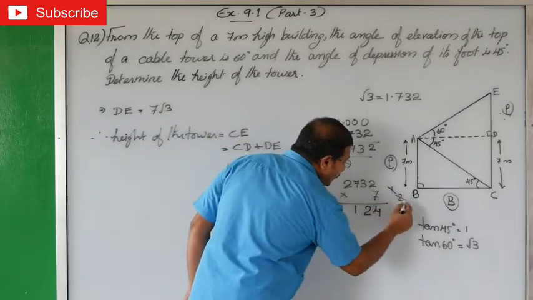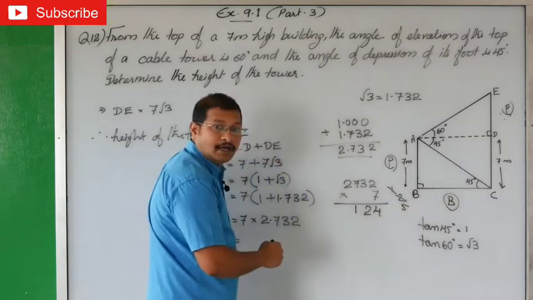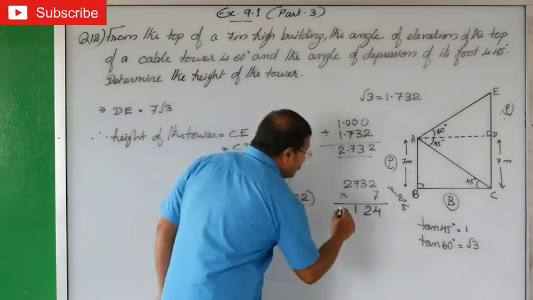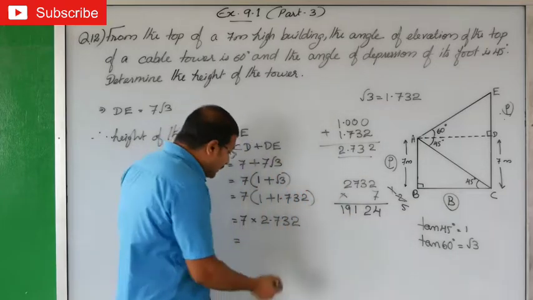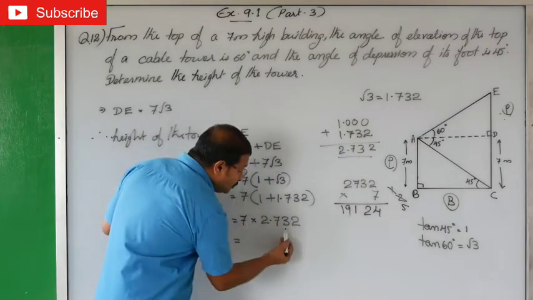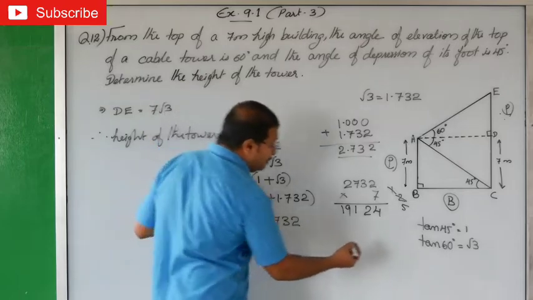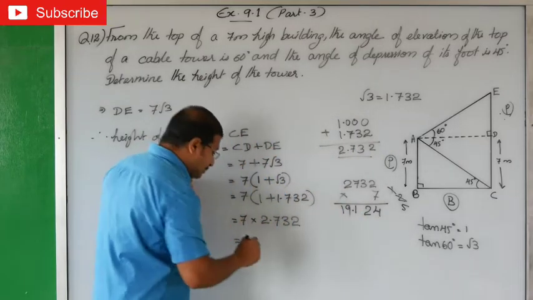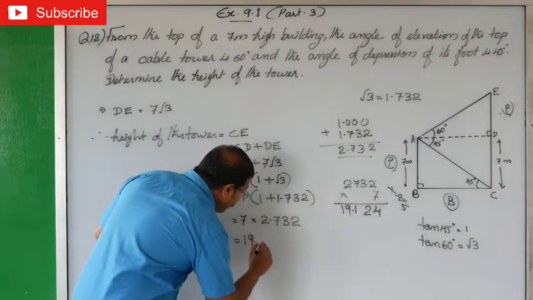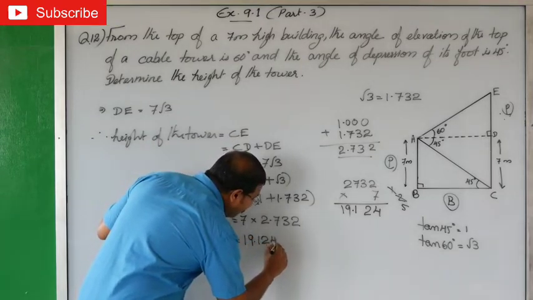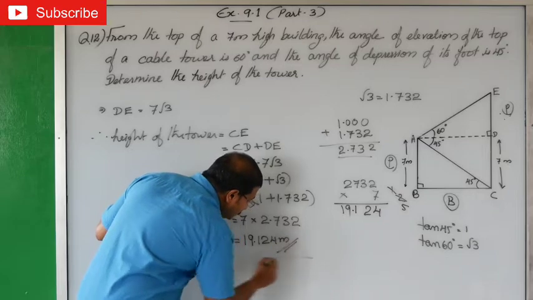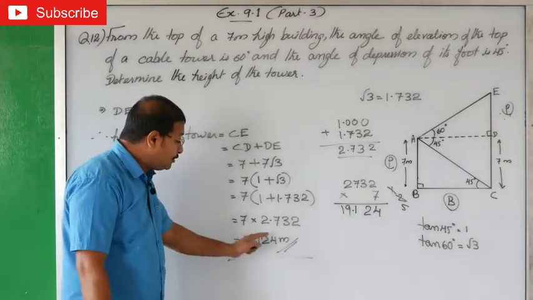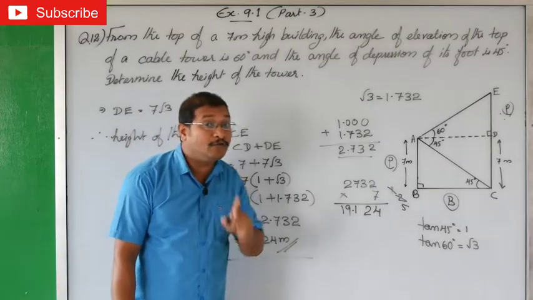That means what you will write? 1 will write, 5 will be in hand. Now 7 2s are 14. 14 plus 5, 19. Ready? After that, how many digits are here? 1, 2, 3 from right to left. So here 1, 2, 3 from right to left. That means you got it now 19.124 meter. Ready? That means height of the tower is 19.124 meter.